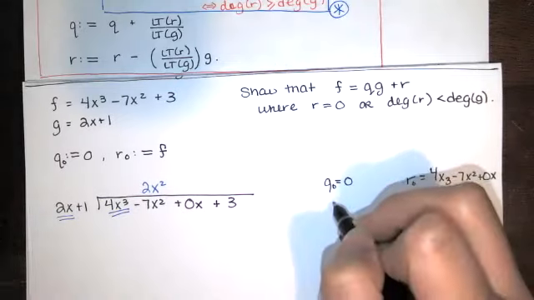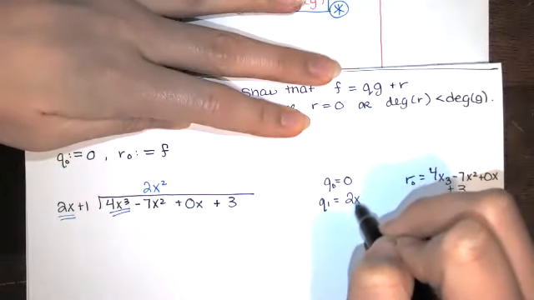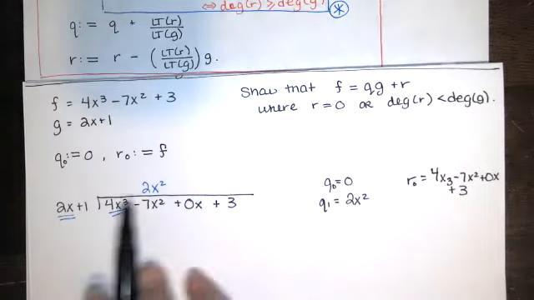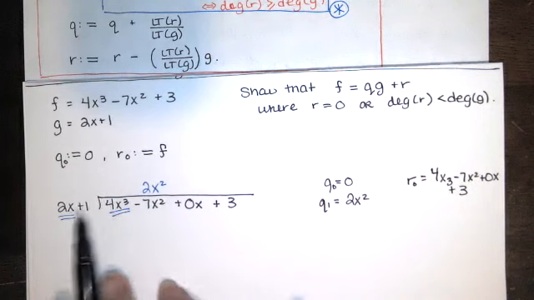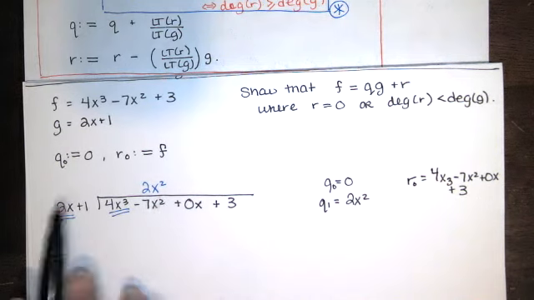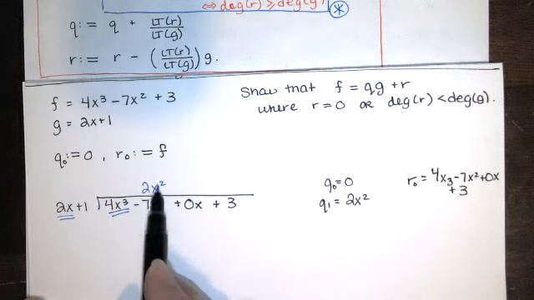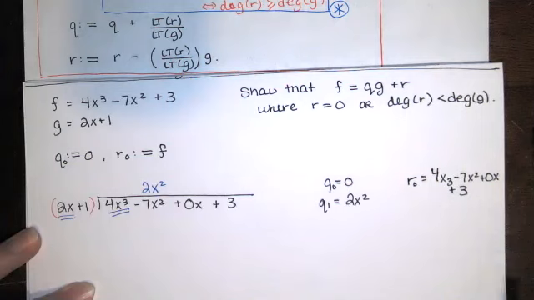So I would let my new q equal 2x squared, because 2x squared times 2x gives me 2 times 2 is 4, x squared times x is x cubed, so that gives me that. And then the next thing I would do is I would take this and I would multiply by this. We're going to multiply everything over here by that. So we're going to distribute.